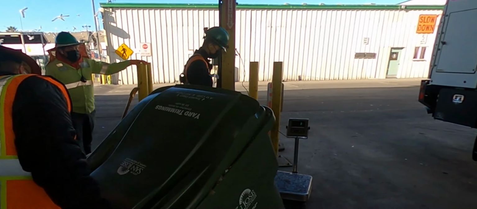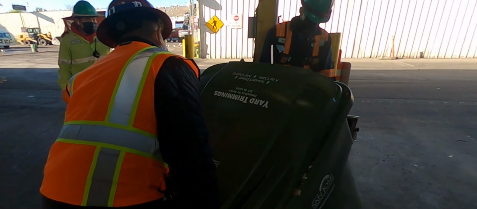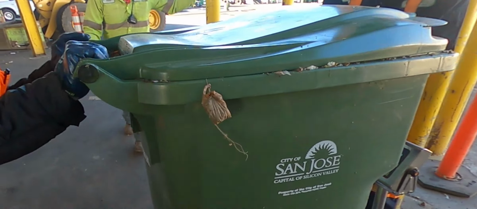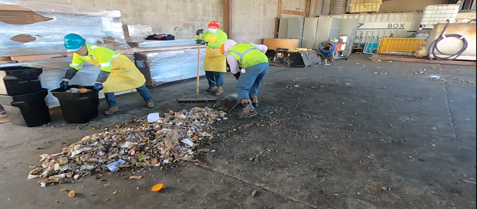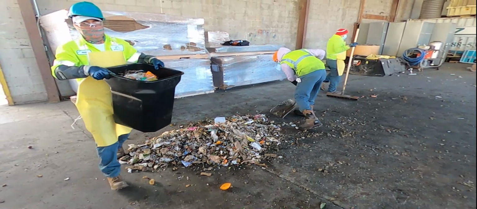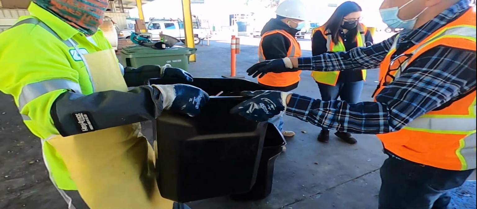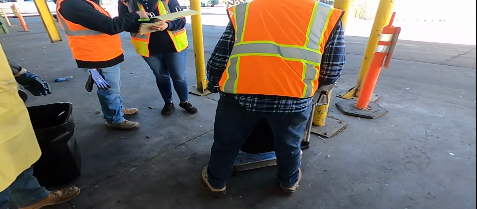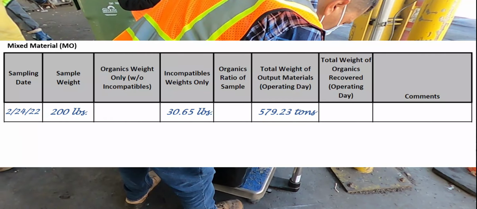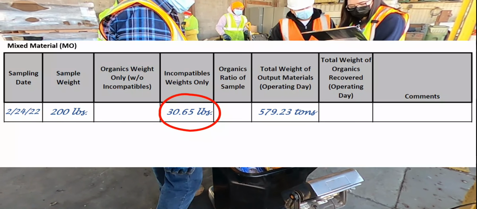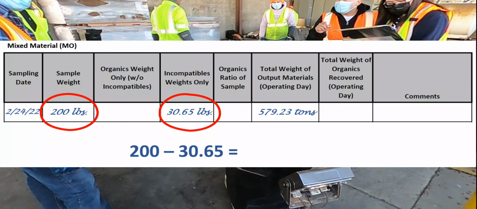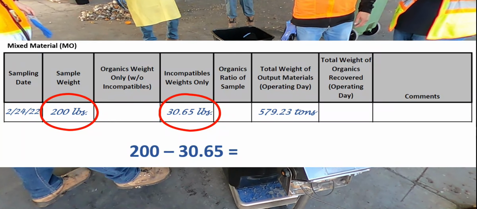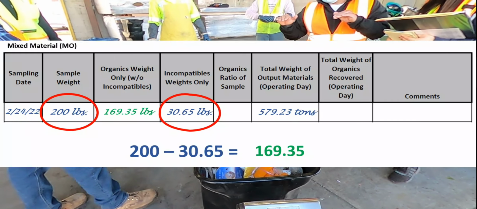Another thing we observed was when the operator was weighing sampled material. In order to figure out the sample weight without incompatibles, the operator found it much less burdensome to weigh the incompatible material than gathering and weighing all of the organic material in the sample. The operator was able to take the weight of the incompatible material that was recorded and subtract it from the total sample weight. This was able to provide the operator the sample weight without incompatibles in a much easier way.